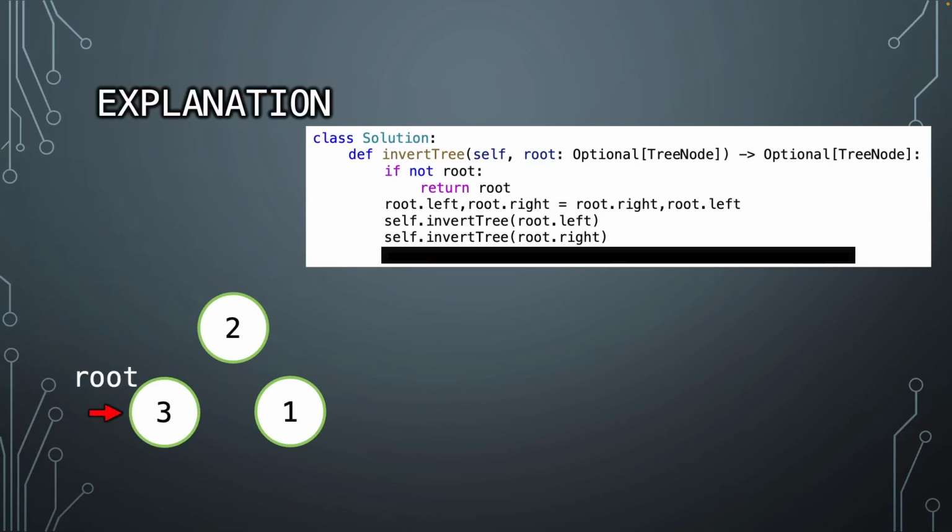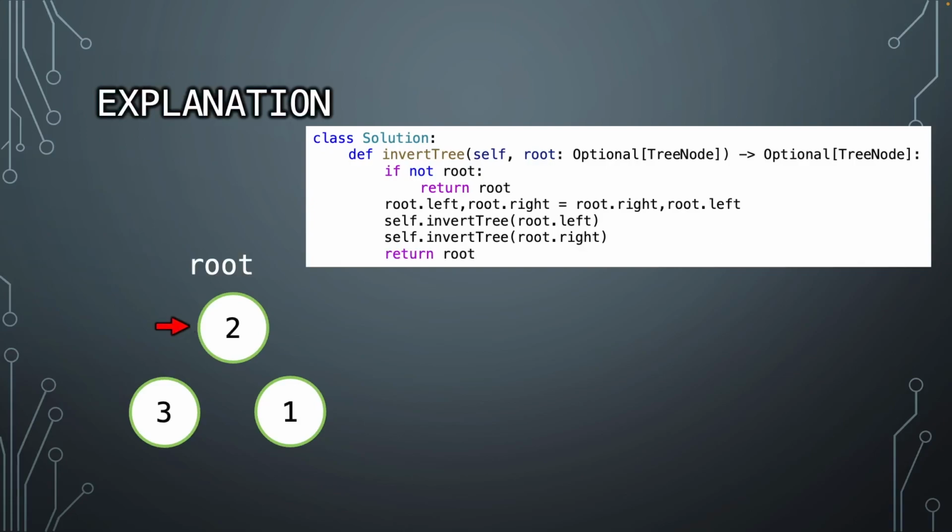We'd enter a new function call with 3 as the root, swap None with None, and return to 2. The left tree has been inverted, so then we do the same thing for 1. We swap None with None, and finally at the end we return the root and the problem is solved.